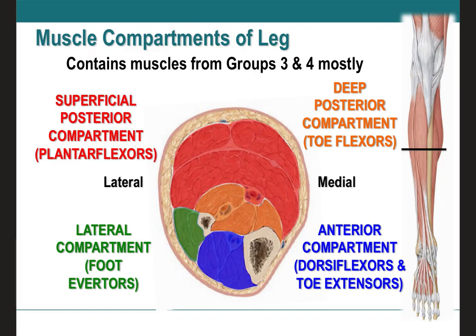For the compartment of the leg, we can say that the ones that are going to be superficial in the posterior compartment, they will perform plantar flexion. The ones that are located in the deep posterior compartment, they will do toe flexion. In the lateral side, they will evert the foot. And on the anterior compartment, they will do dorsiflexion, toe extension, and in addition, notice how the tibialis anterior, which is located in the anterior compartment, has the tendon that goes to the medial side. Therefore, they will also do inversion of the foot.